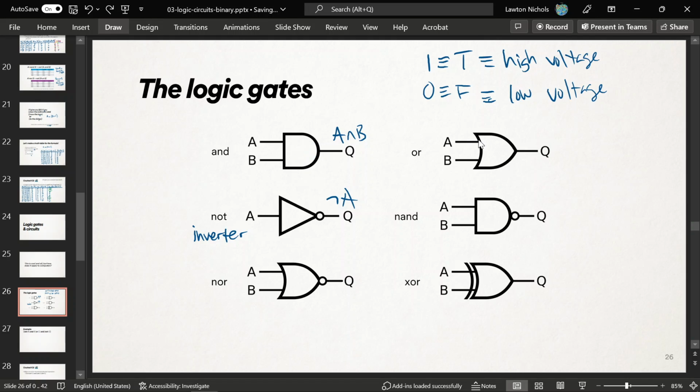And then the OR is curvy. It's got the curves on the sides. That's how you can remember. And it kind of juts inward. It's a bit different from the AND. And this performs the OR operation.